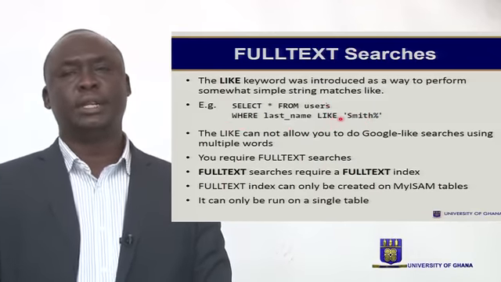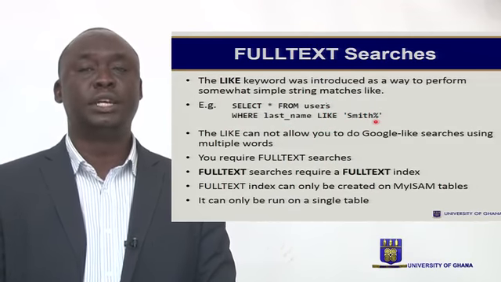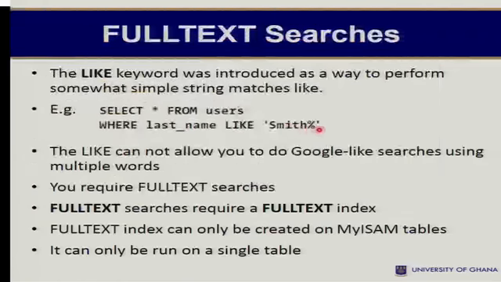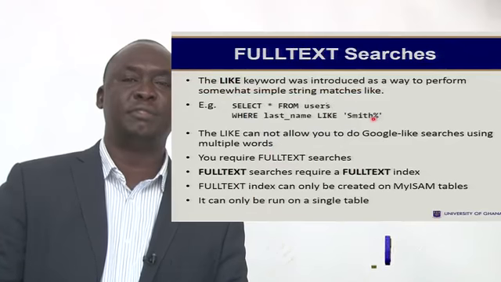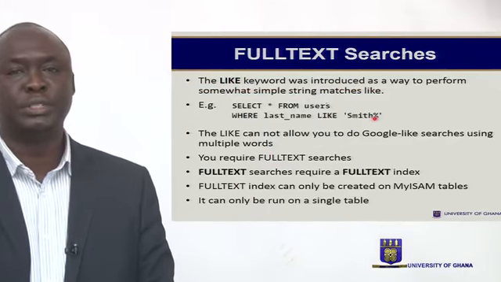So the LIKE clause has this specification, which says 'Smith%'. So this is supposed to list the records of all users who have their last name starting with Smith. So any other characters don't matter. Once the first 5 characters are Smith, then the records will be returned.